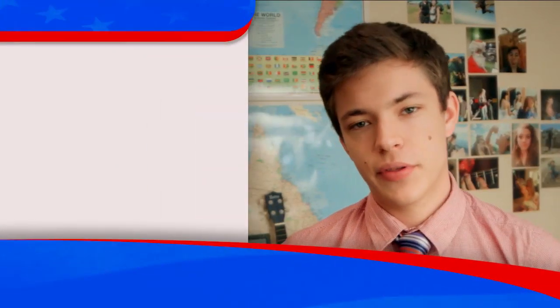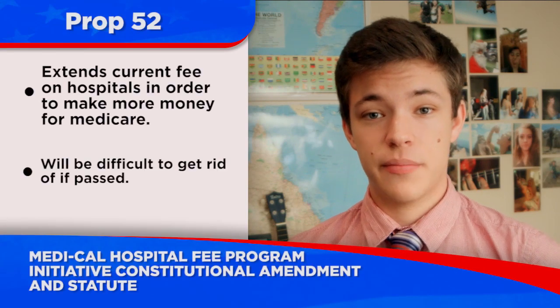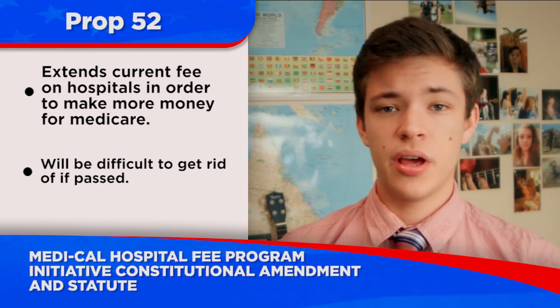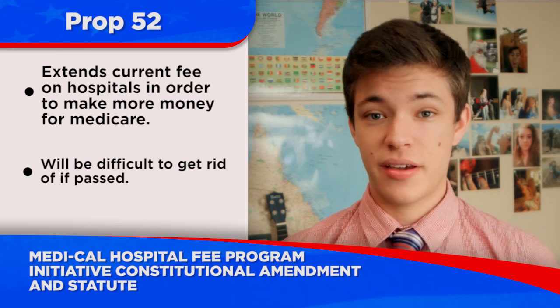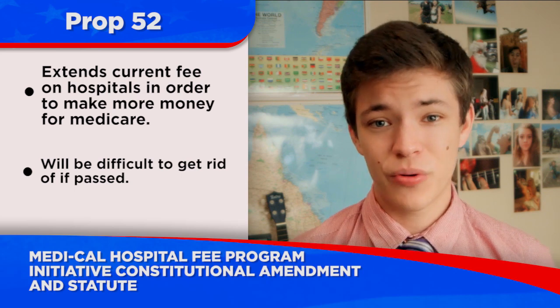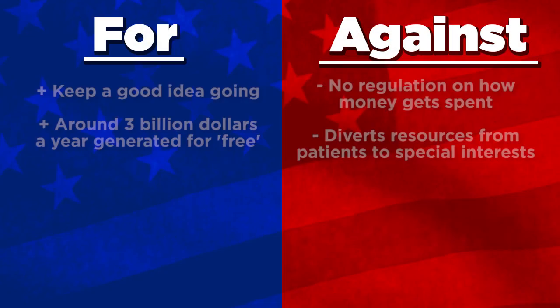Prop 52 does a couple things. It will extend those laws that make hospitals have to pay this fee every single year, and it should, in theory, give more money to California Medicare and hospitals. It also makes it more difficult to repeal this, requiring a two-thirds vote if people decide that it's a bad idea. So supporters are saying, we've already been doing this for a while, we should keep it going, and it's generating about $3 billion a year in pretty much free money towards hospitals. Opponents of this bill are concerned because they say that the bill is poorly written and that there's no accountability for the people who get the money, so hospital CEOs might be able to spend this money on whatever they want.